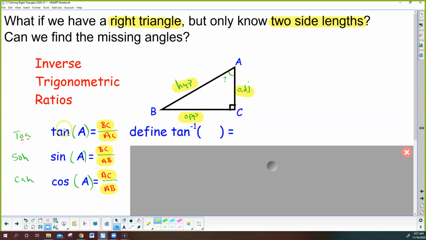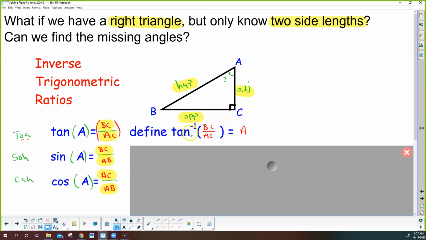To get rid of the tangent, we take what's called the inverse, and we're going to use a special little notation today. All right, so see this little -1? That means inverse. And what we're going to do is we're going to take the inverse of the ratio that we know. So the inverse of BC over AB is equal to angle A. I'll show you when we actually do a problem, but we're getting rid of tangent and bringing it over to the other side.